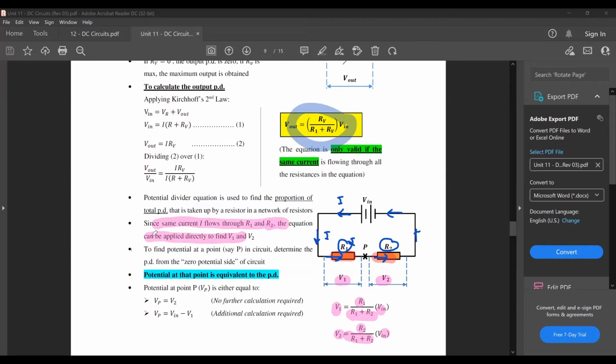Okay, now there will be some questions that you encounter as you do your practice questions that ask you to find potential at a point. All right, so in the lesson last week, I mentioned that EMF and PD are just simply differences in potential between 2 points.